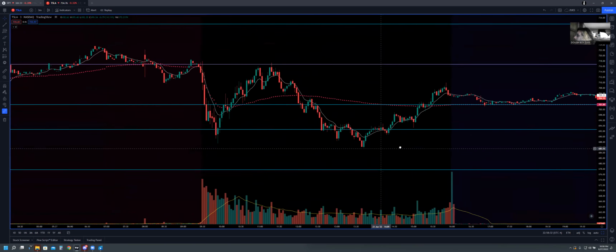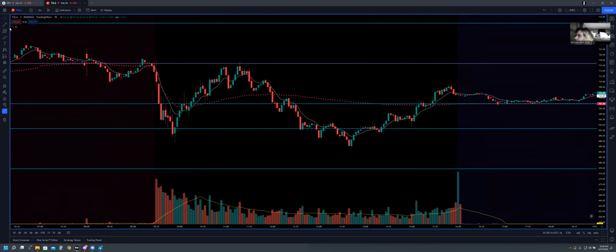See if there's anything else. Right here, there was a bear flag on Tesla. We'll start from the beginning of the day. Right here, we sold off. It didn't really give us any nice consolidation, so we didn't get the bear flag we wanted.